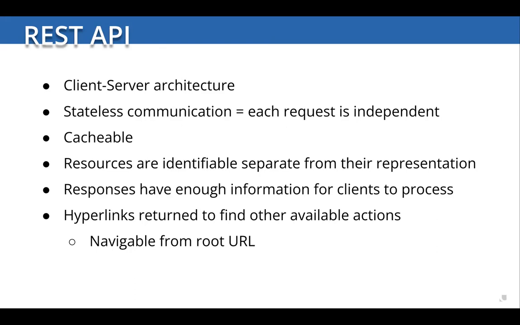Cacheable is another attribute of this. On the reads, of course, the information changes. That's a cache problem, but a lot of this can be cacheable. Resources, for example a specific car, would have an identification separate from representation. What that really means is there's a known URL that's usually easy to guess, but it has nothing to do with the JSON or XML you'll receive that represents that car.